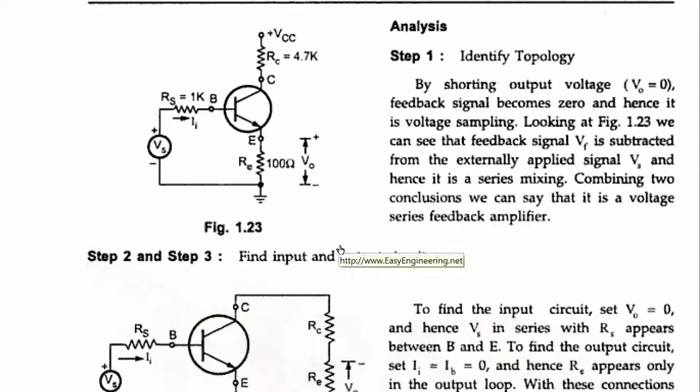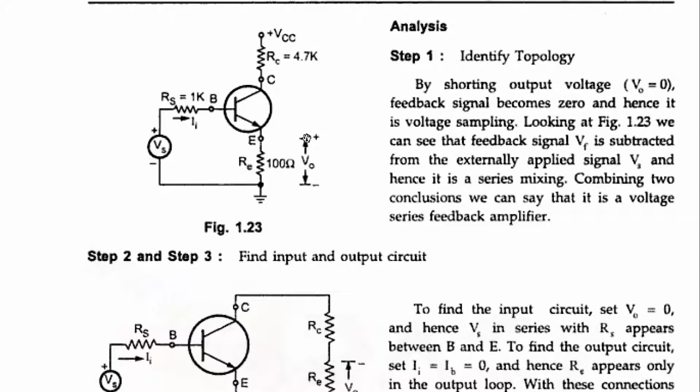What will you do? First rule: if you make the output voltage 0, does the feedback signal become 0? Observe. First you have to observe where they are mentioning the output. In some circuits, they will mention the output here; in some circuits, they will mention it here. That you have to observe. So they mentioned the output here.